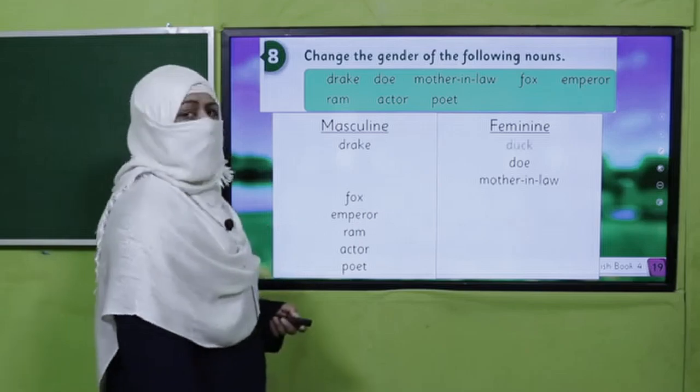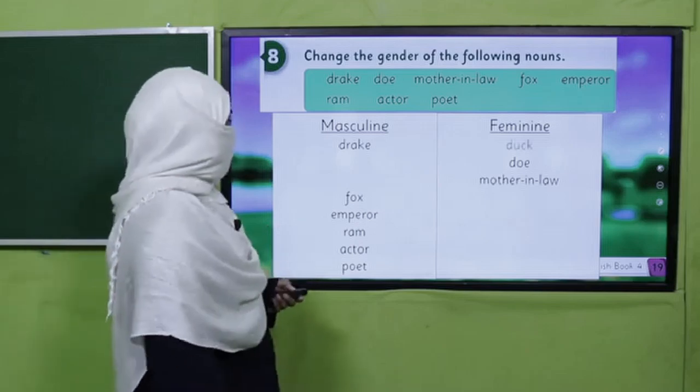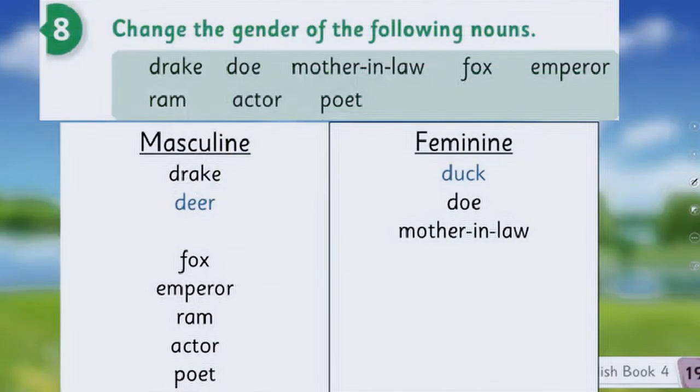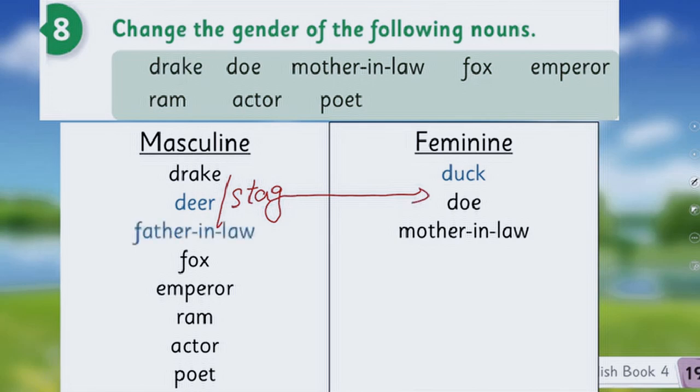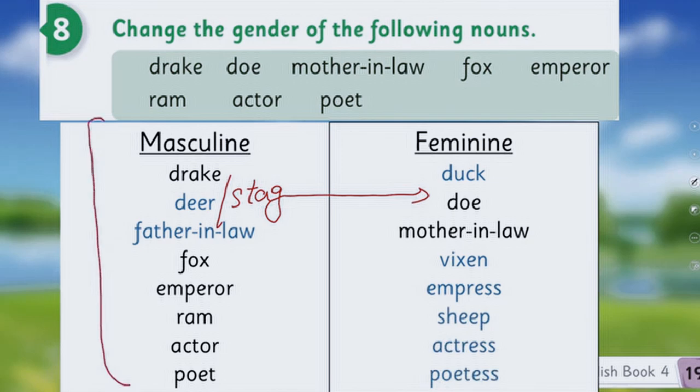Drake, duck; doe, deer or stag. It is also stag. Stag is also a masculine noun for doe. Mother-in-law, father-in-law. Fox, vixen; emperor, empress; ram, sheep; actor, actress; poet, poetess. So this is all what we have learned, the 4 rules we have applied and we have converted the masculine nouns into feminine and feminine into masculine. You are done with it.